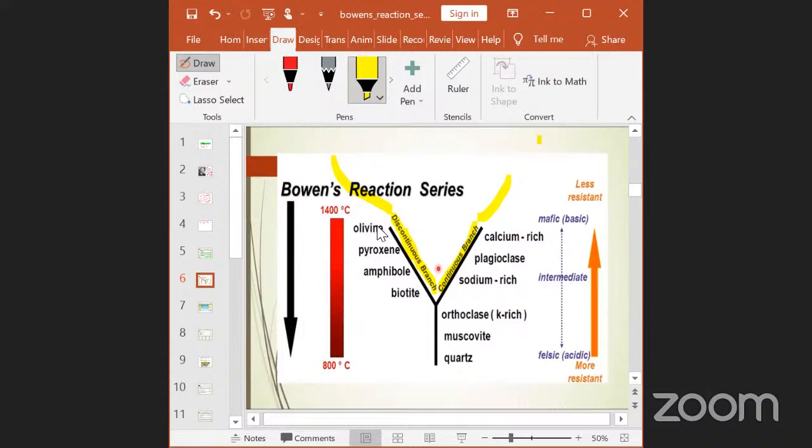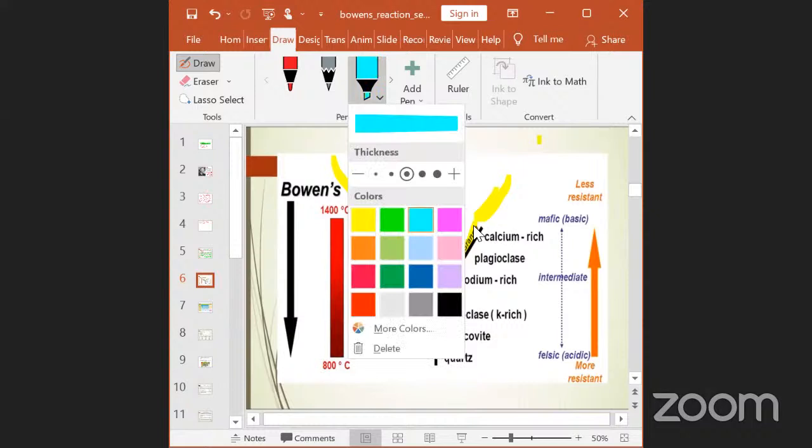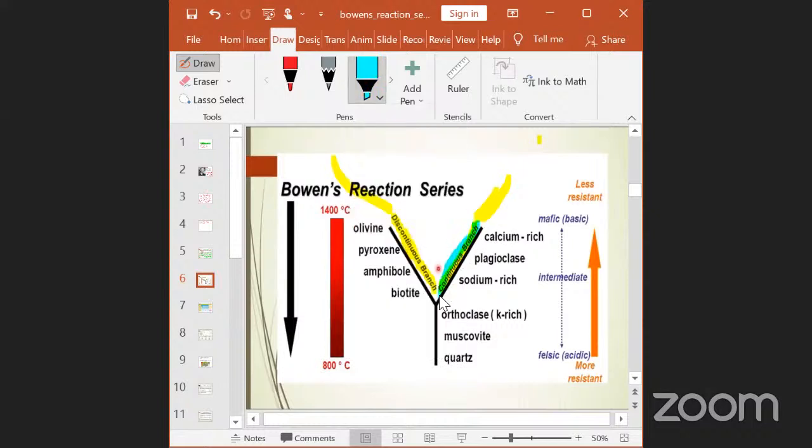So the right side is the continuous branch, and this one is the discontinuous branch. These show the order of crystallization of mafic minerals and ferromagnesian minerals, right?